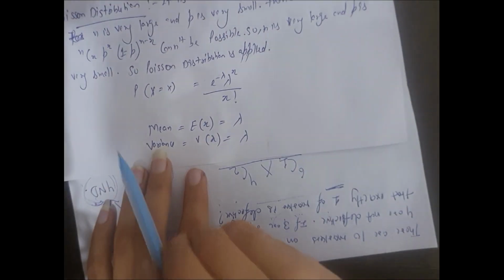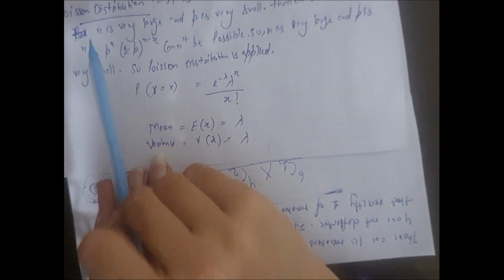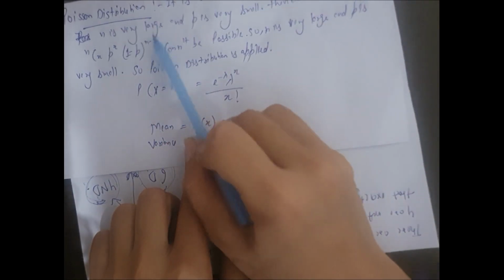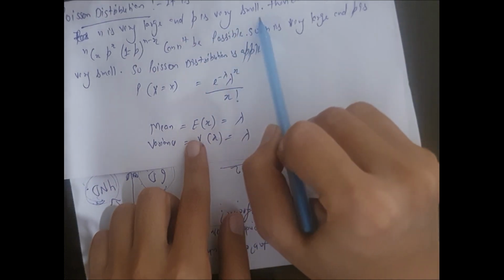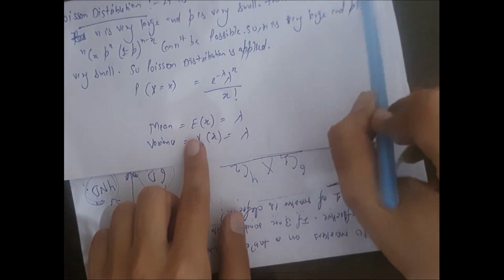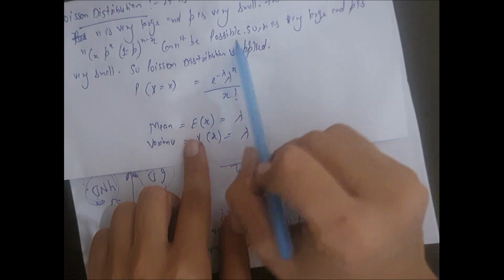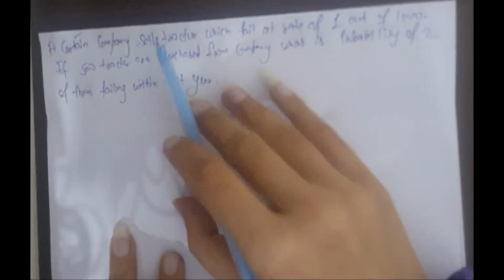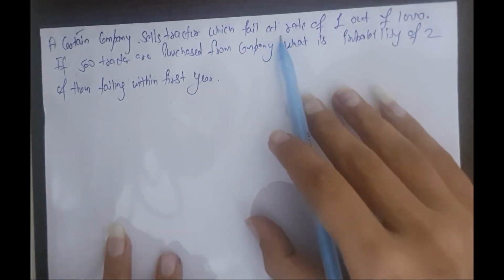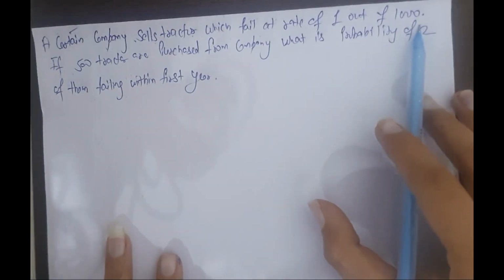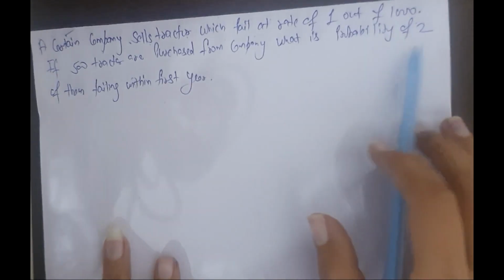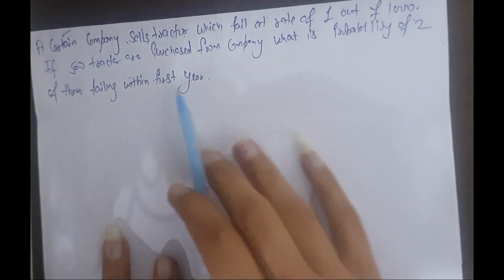Now another distribution. This is the last distribution of today. It is used to approximate the binomial distribution when n is very large and p is very small. Then direct computation can't be possible, so we use the Poisson distribution. A certain company sells tractors which fail at a rate of 4 out of 1000. If 500 tractors are purchased from the company, what is the probability that 2 of them fail within the first year?